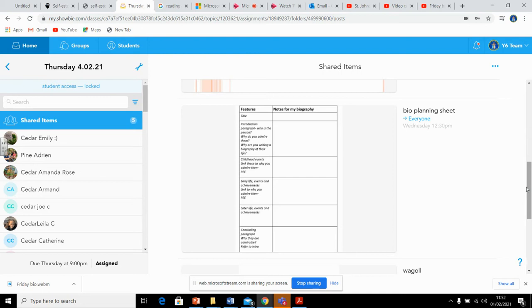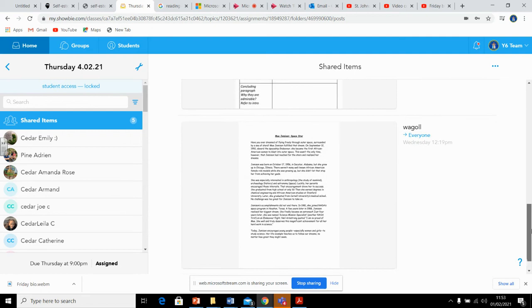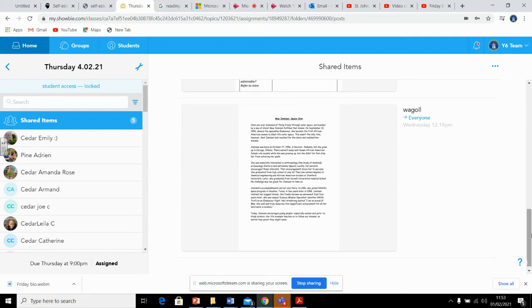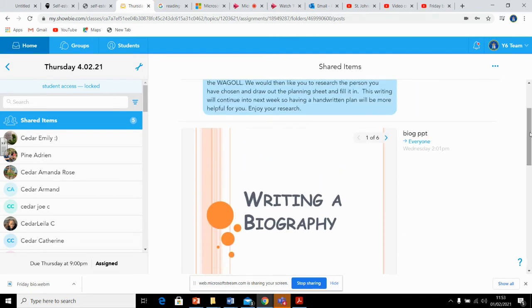So you're going to write your introduction and your first paragraph tomorrow, and then on Monday you'll write the main body of your piece of writing. So that means that if you've got the plan easily handwritten, it will help you. Okay, so on this screen here, you have an example of what a good one looks like, a biography about Mae Jemison. And then you also have the biography of David Attenborough so that you can have a look at what a biography should look like.